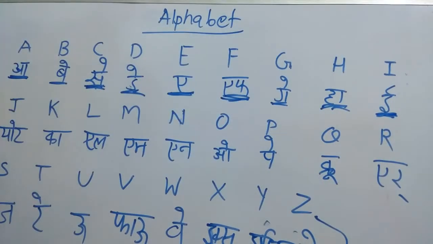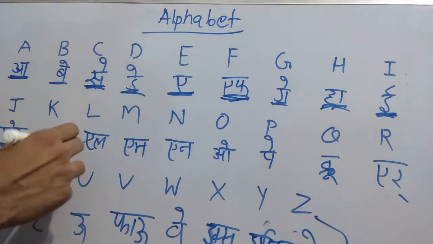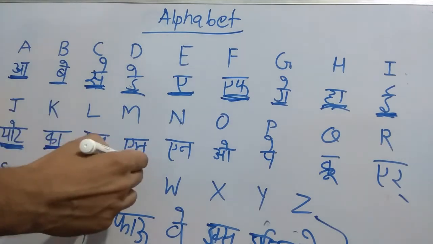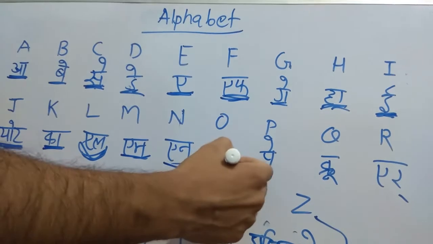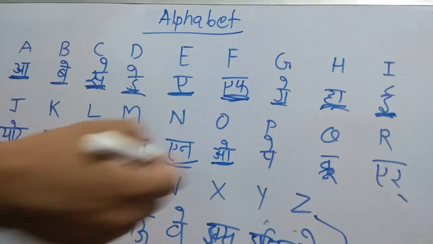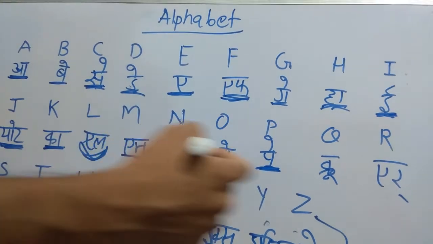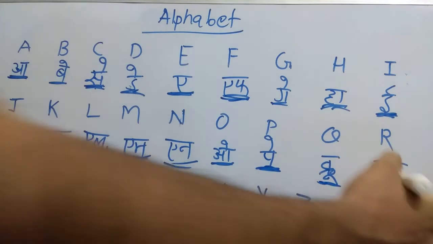Next one, J. J is pronounced like yot, yot. Yot means J. K, K is ka, in German ka. L, same as English. M, same as English. N, same. O, same. P, a different P is pay, pay. Q, crew, crew. R, R.